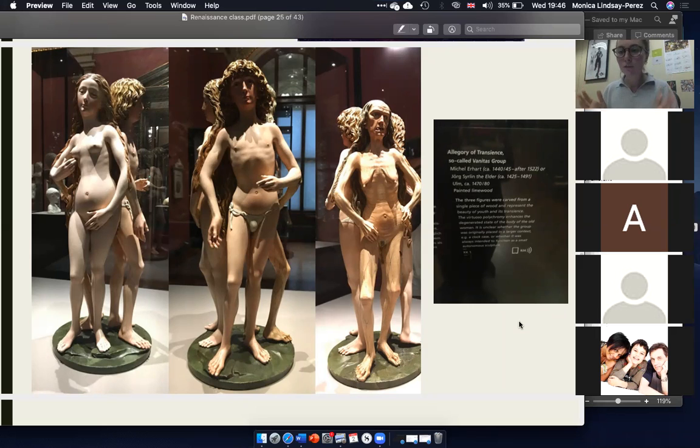What we haven't talked about so far is women. No women, no women artists, no nothing. And this amazing sculpture of three women, of the same woman, is a helpful guide towards getting us there.